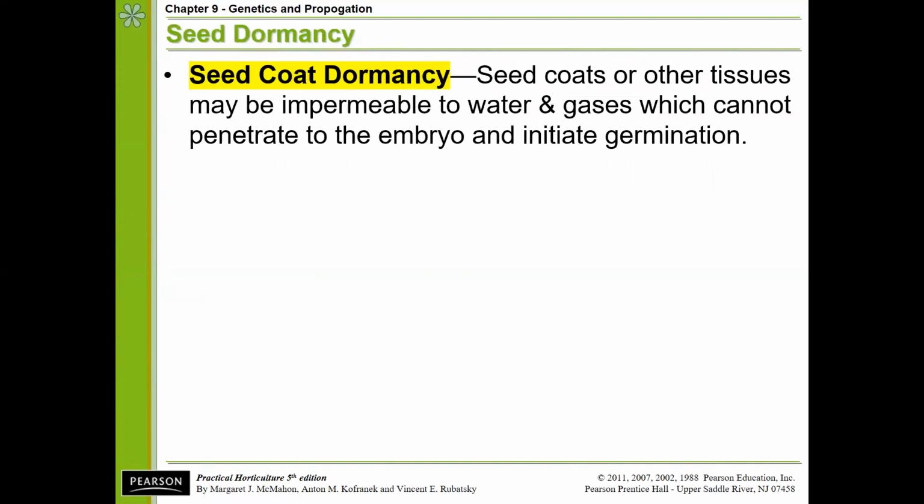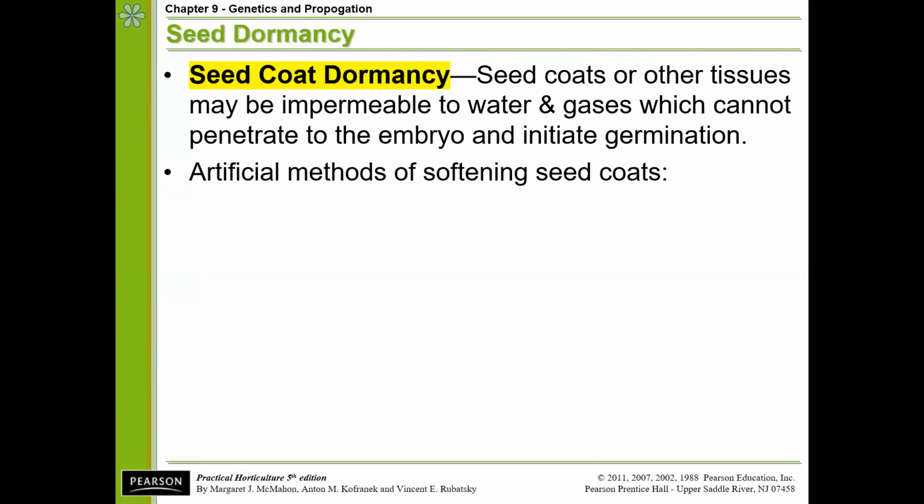First, we've got seed coat dormancy, where the hard seed coat on the outside of the seed is naturally impermeable to water and gases unless it is in the proper environmental conditions for them to initiate germination.